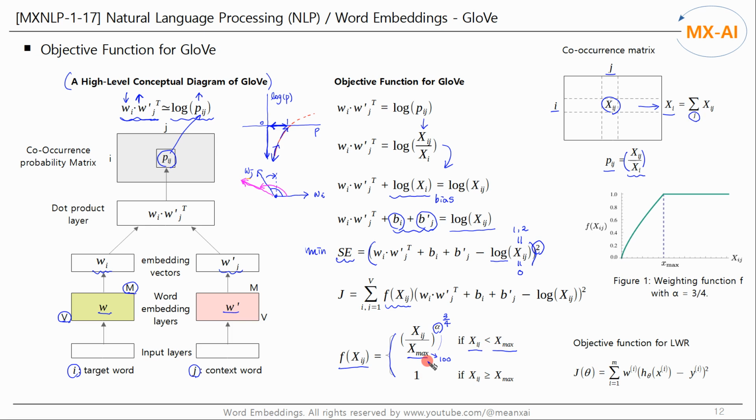Let's see why this design works so well. Consider a word pair that co-occurs only once. In this case, Xij is 1, so the weighting function assigns a weight of only about 0.032, which is a very small value. As a result, rare word pairs contribute less to the overall loss, making the model less sensitive to noisy observations.